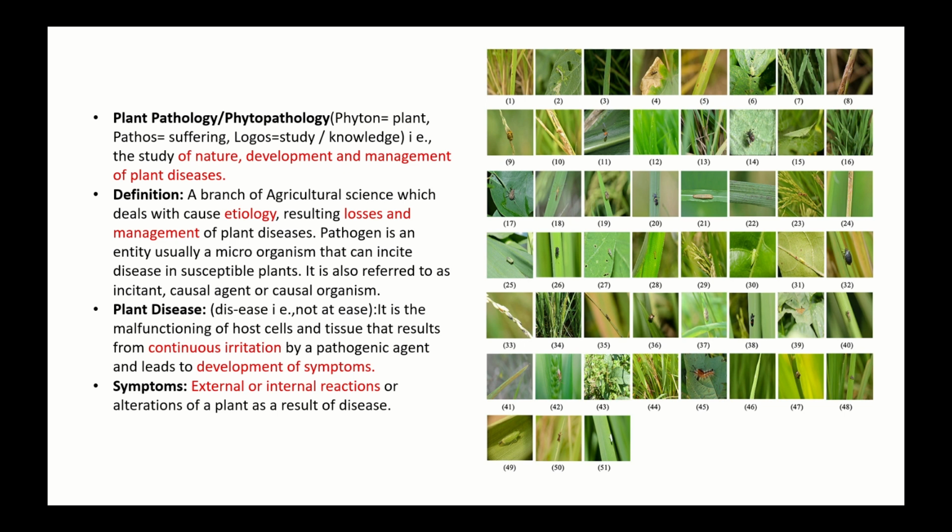What do you mean by plant disease? Plant disease is a continuous irritation by the pathogen which develops the symptoms of disease. What do you mean by symptom? Symptom is either an external or internal alteration of a plant due to disease.